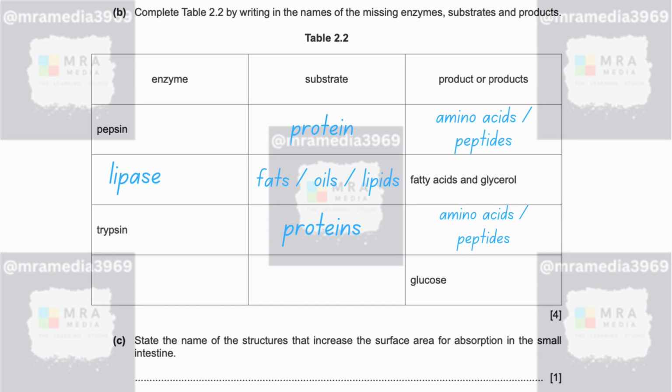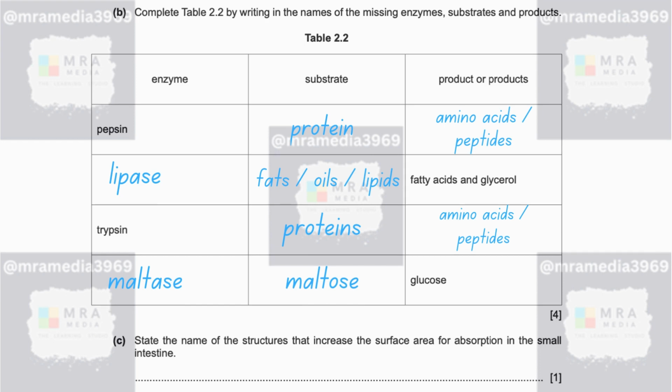Okay, so the last one, now again, we're given the products and we need to fill the enzyme and substrate. So the product is glucose. Maltose is a disaccharide composed of two glucose molecules linked together. When maltose needs to be broken down into its constituent glucose units for absorption into the bloodstream, the enzyme maltase comes into play. Maltase specifically catalyzes the hydrolysis of the maltose molecule, breaking the bond between the two glucose molecules, thereby producing two individual glucose molecules. So we can fill it out: enzyme, maltase, and substrate, maltose.